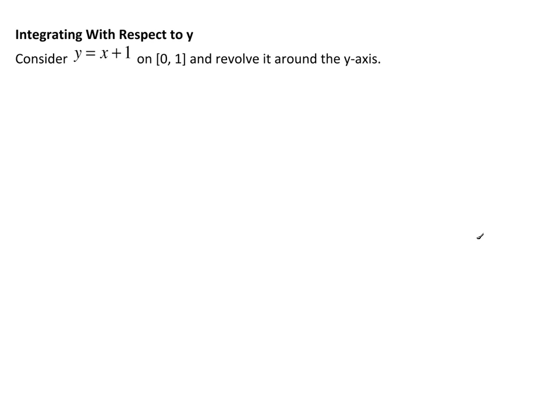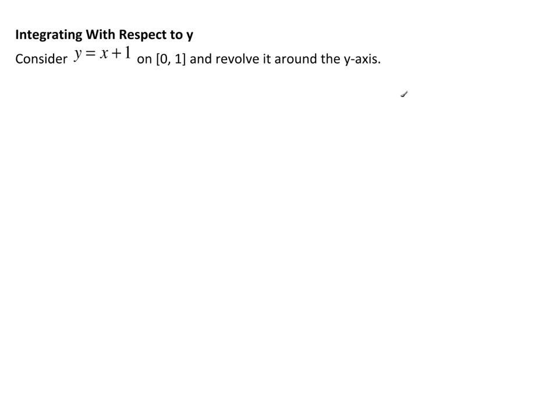Now there are times when we need to integrate with respect to y. So if I were to take a function and revolve it around the y-axis, then I may need to be integrating with respect to y. So let's consider y equals x plus 1 on the interval 0 to 1, and I'm going to revolve this thing around the y-axis.